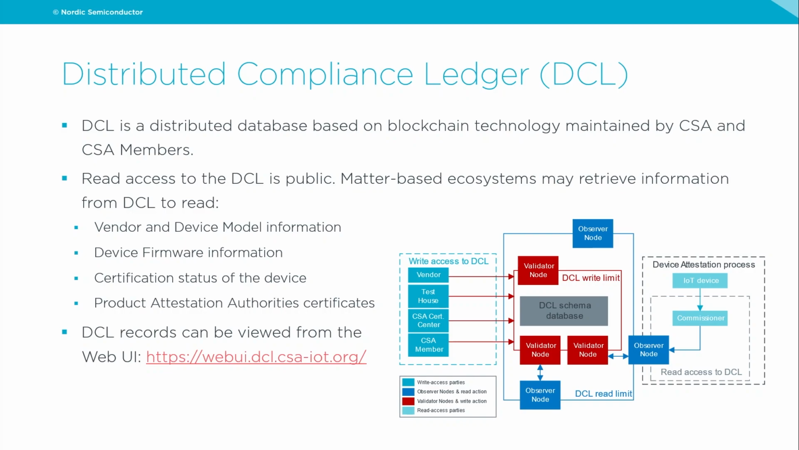As a device maker, you should add information about your product to the ledger before you ship it to market. Without this step, some Matter ecosystems may not allow commissioning your product. One convenient aspect of the DCL is that you can easily add an entry to the database using a web UI. However, it is also possible to use a command line tool for this purpose, for example, to automate your deployment process. So let's take a look at the DCL UI web page.